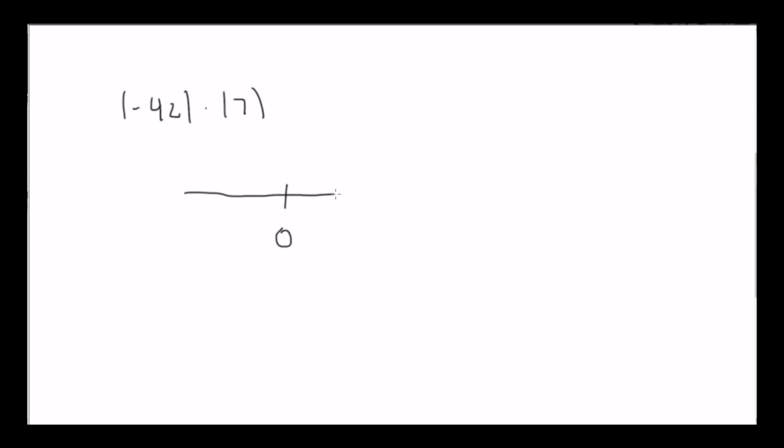So we have 0, try for a straight line. Hey, we got pretty close. All right, so we have 1, 2, 3, 4, 5, 6, 7. That's where positive 7 is. Let's do -7 real quick so we can look at both ways.